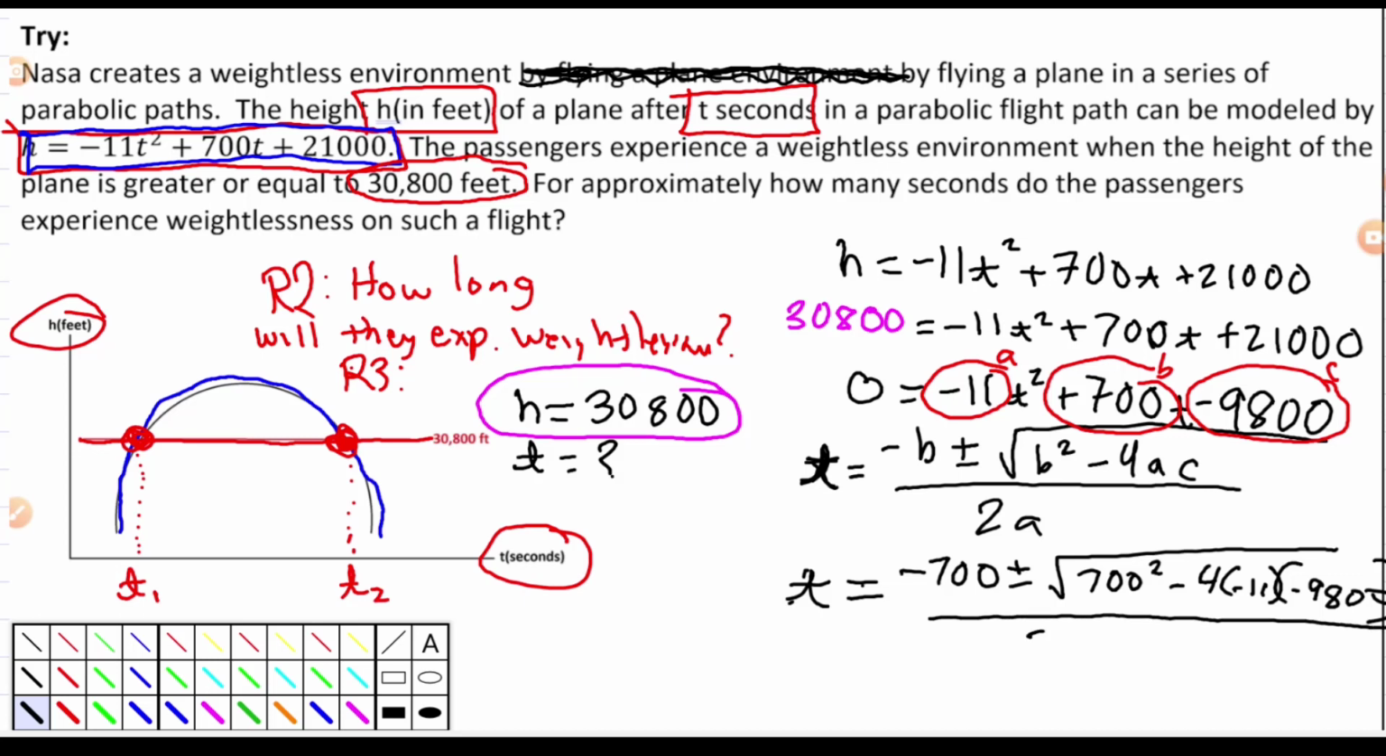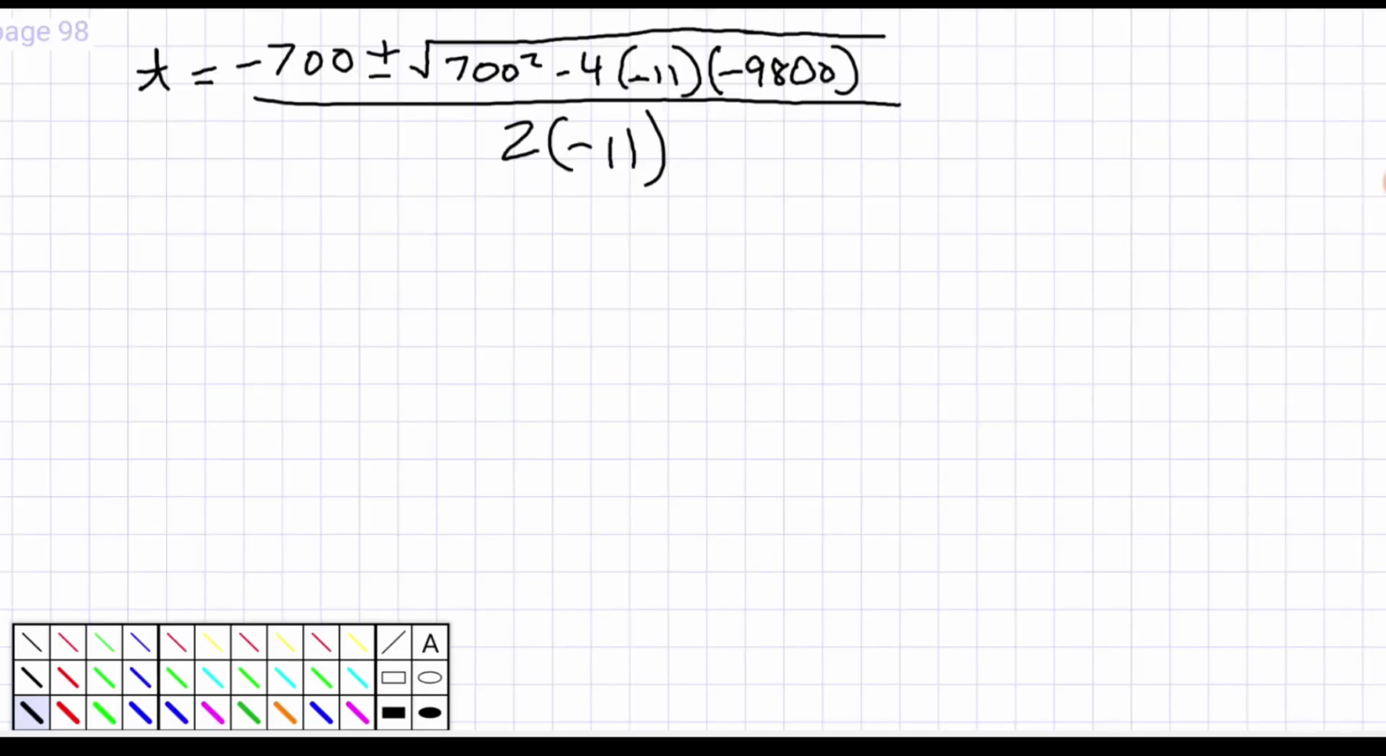All of that divided by 2 times a. What is a again? Negative 11. Okay. All right, so I just copied that down. Now here's the equation. Let's work this out. So this will give us t equals, so we can simplify this and then just some calculator work.